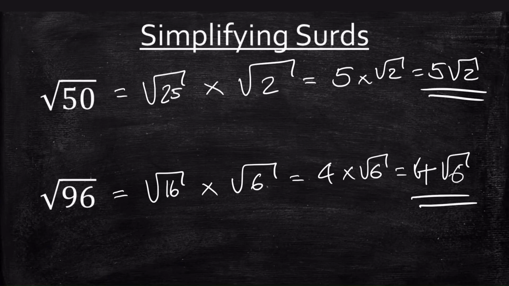Always find the biggest square number that goes in. If I'd used 4 there, then I would have had to simplify again at the end.